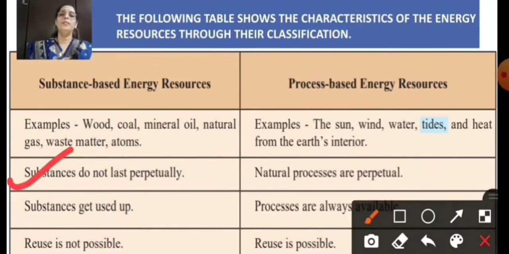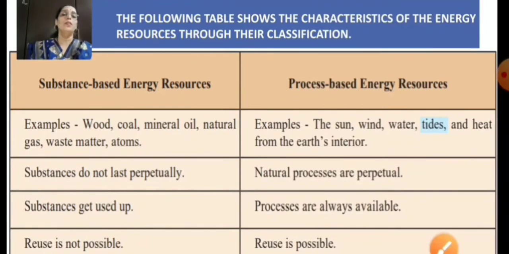Okay. So the next point, substances do not last perpetually. Perpetually means forever. So substances do not last forever. And the next point is natural processes are perpetual. Perpetual means everlasting, never ending. So natural processes are everlasting or never ending. Now the next is substances get used up, means we use them. And the next is processes are always available, so processes are always available for us.